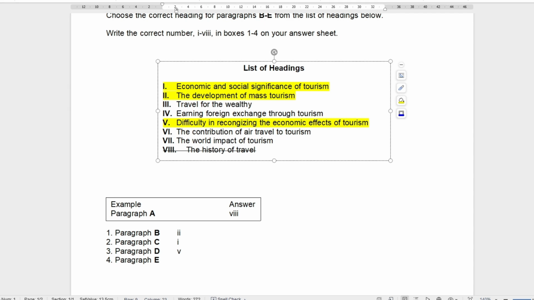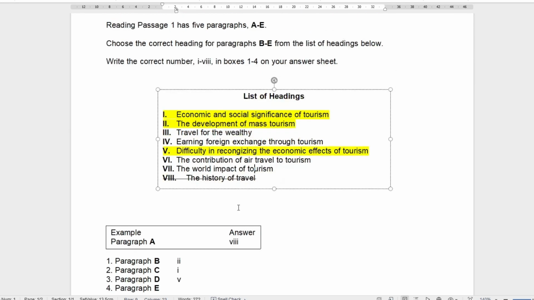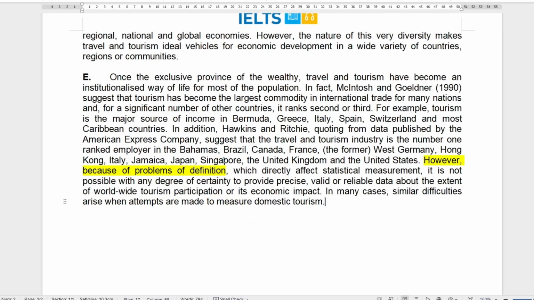That's what I believe. The world impact of tourism, because of course it is talking about... The author argues that travel and tourism have become an institutionalized way of life for most of the population. So this means travel and tourism have a profound impact on many countries around the world.